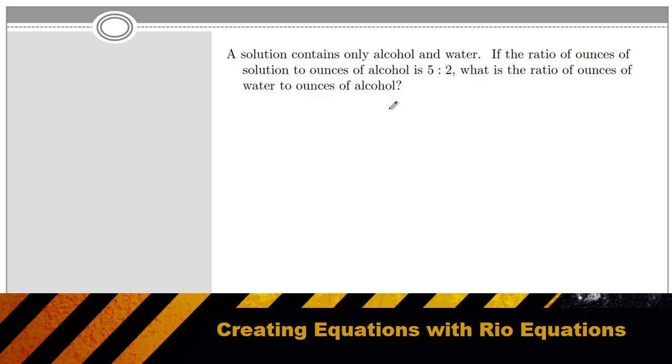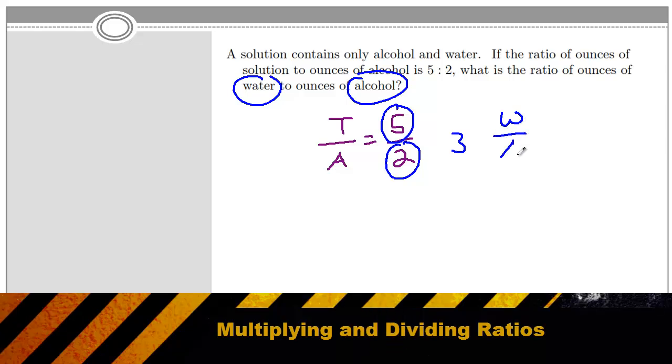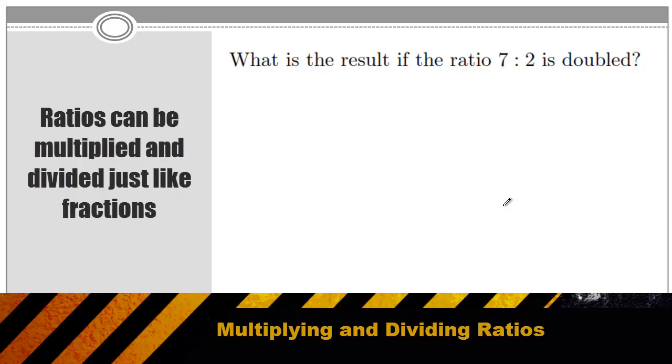This question is asking for the same kind of conversion, but in reverse. They start off with the solution to the alcohol. So we'll call the solution our total. So the total solution over the alcohol, they tell us, is 5 to 2. So if the total is 5 and the alcohol is 2, the remaining part must be 3. So when they ask us what is the ratio of water to alcohol, we can write that as 3 over 2.